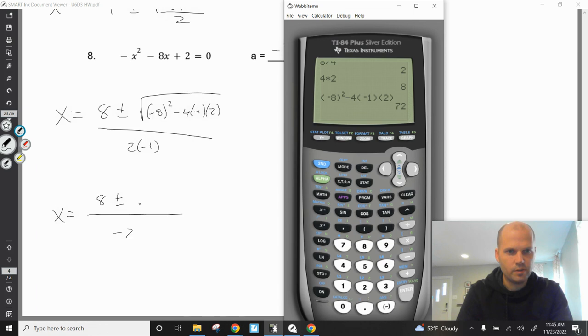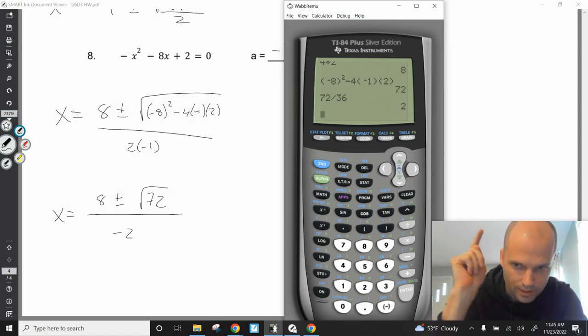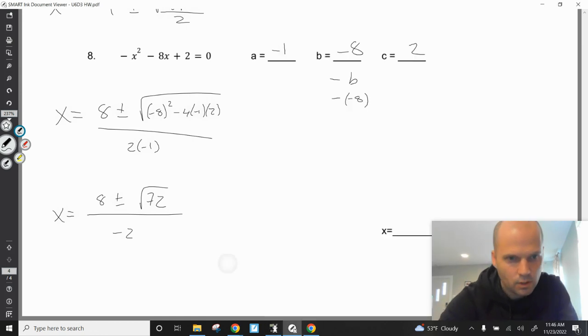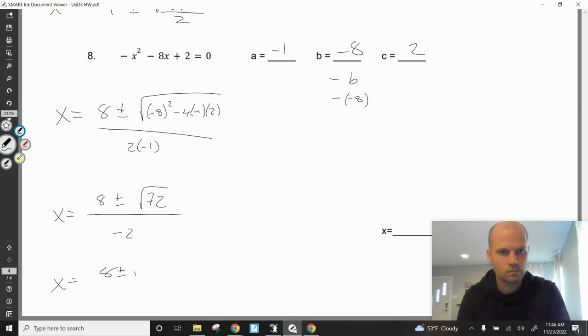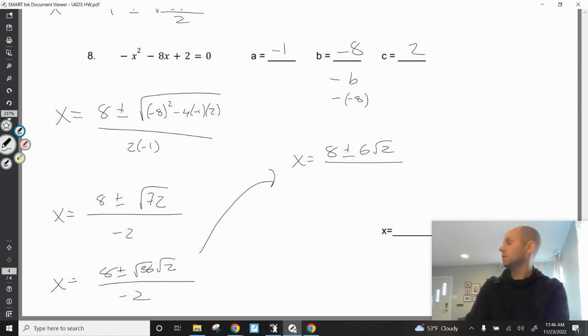72. We saw 72 earlier. 72 is 36 times 2. Can't take the square root of 72. Can you divide it by a perfect square? Yes. 36. 36 times 2 is 72. Root 36 times root 2 is root 72. Six root 2 is what root 36 root 2 simplifies to be. Finish off by dividing by negative 2.